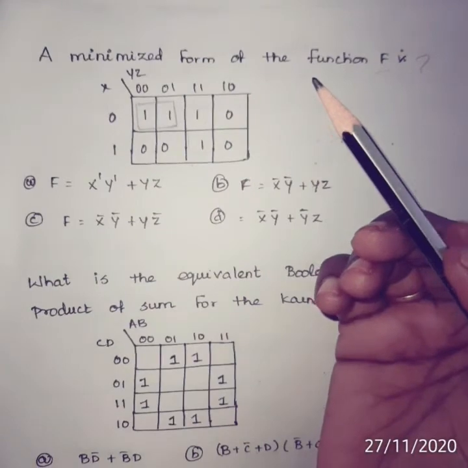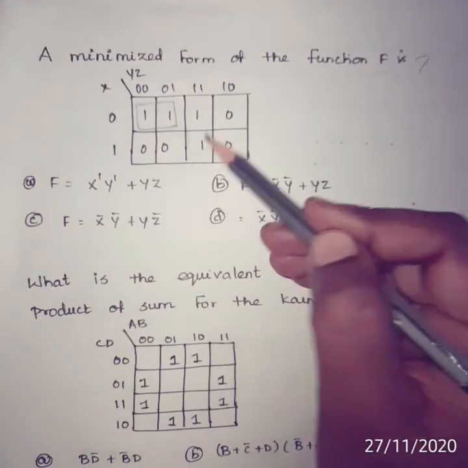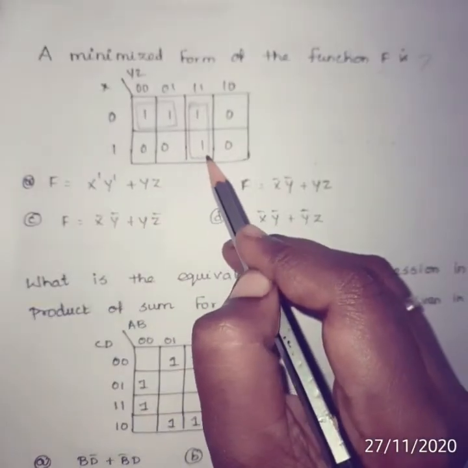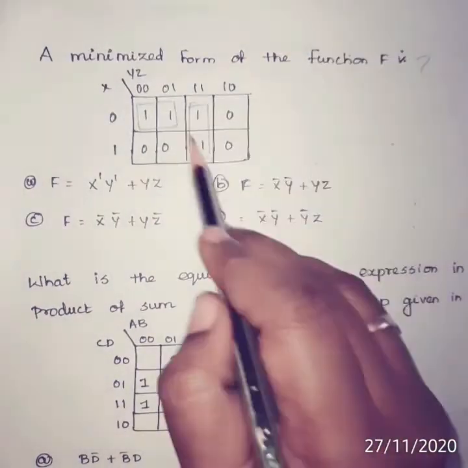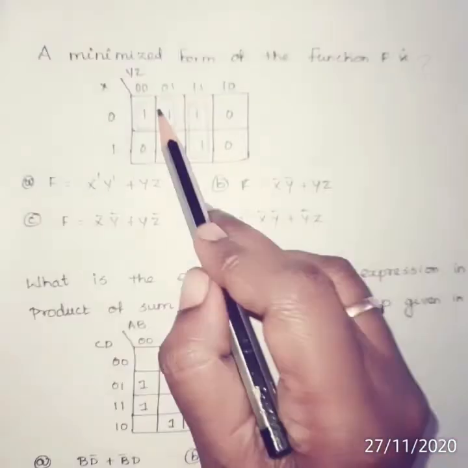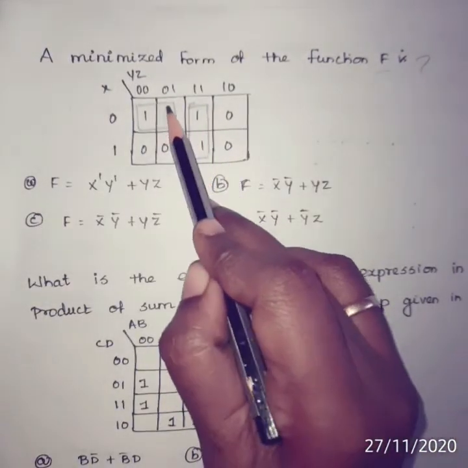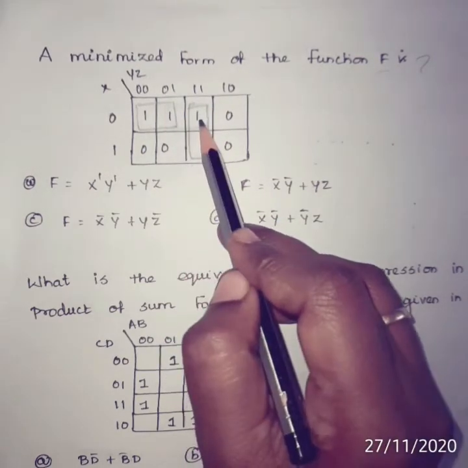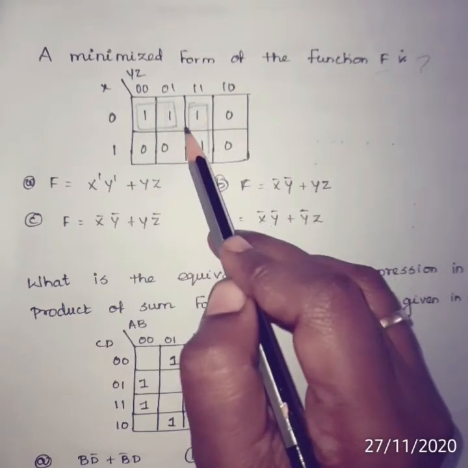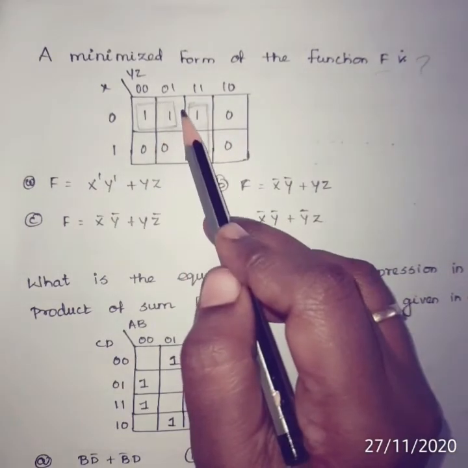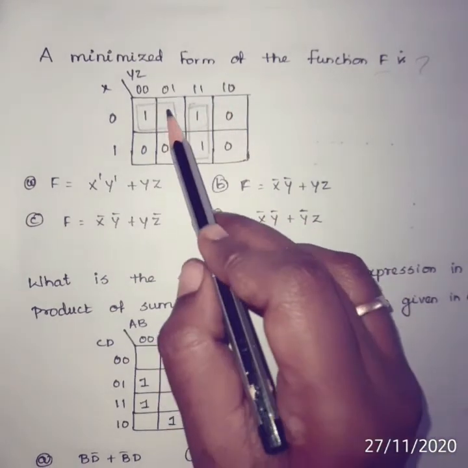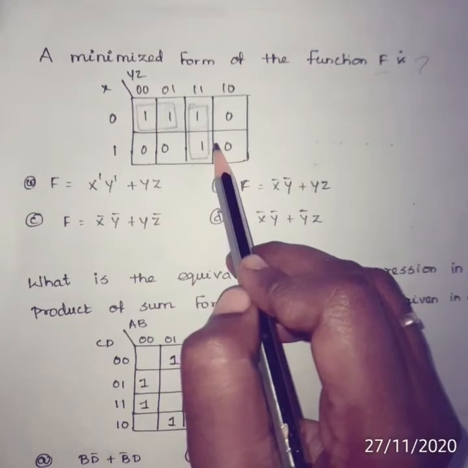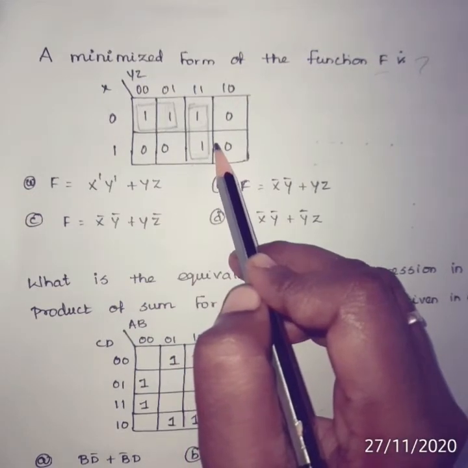This is the first group, and the remaining 2 ones are also adjacent to each other, so we can make a group by combining them. It is simple. Do not combine the middle 2 ones again, because they are already in other groups, so it becomes a redundant group. These two pairs are enough to get a minimized Boolean expression.